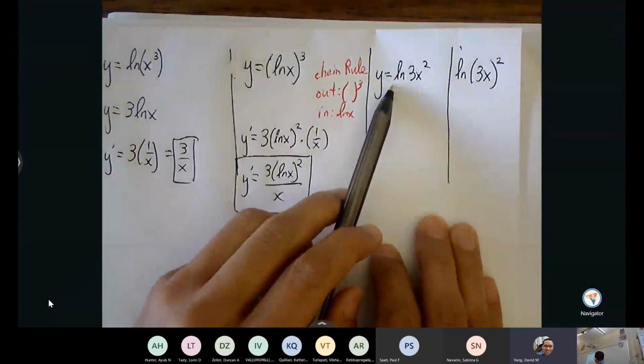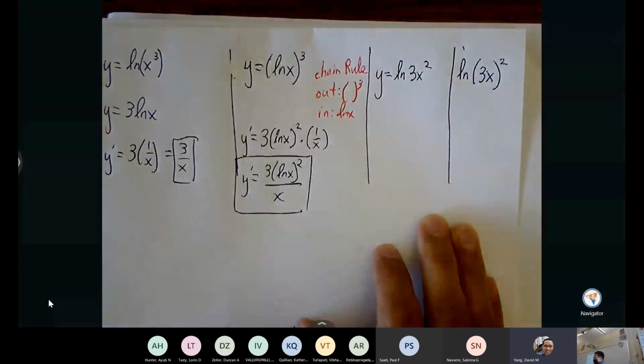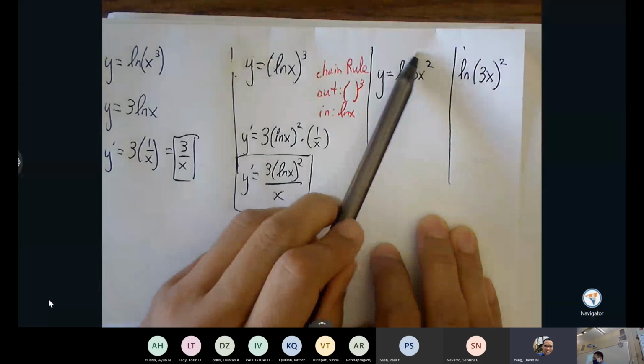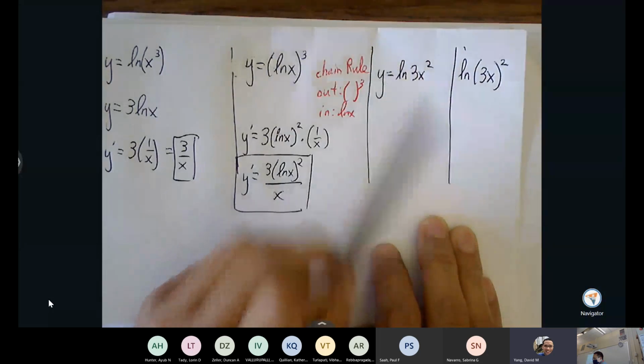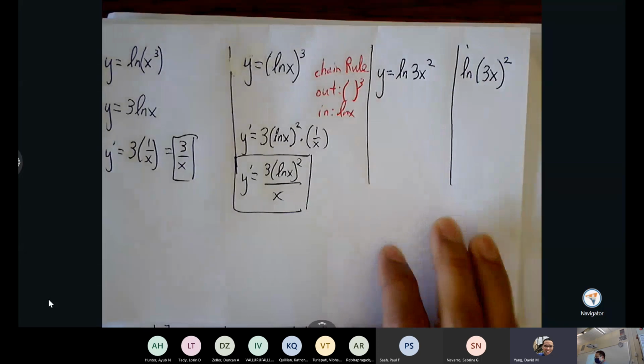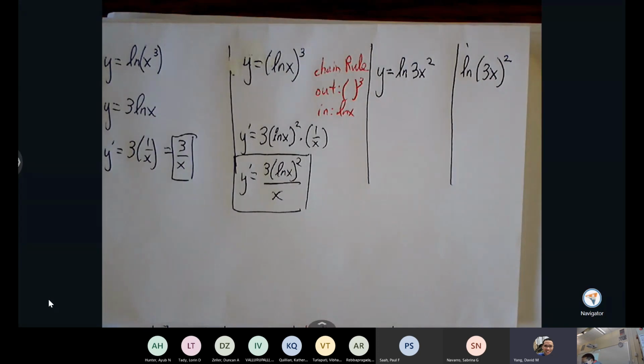Moving on to this one here, can I expand this? Yeah. But can I bring the 2 down as it is? Can I bring that 2 down? No. Okay, why not? Because you have a coefficient. Yeah, that coefficient prevents us from being able to expand the power first. I mean, we can expand it, but not like that.